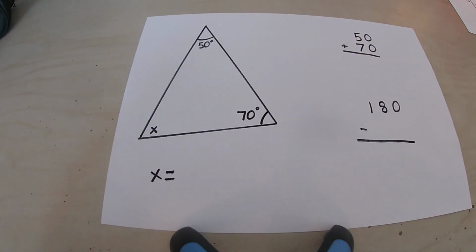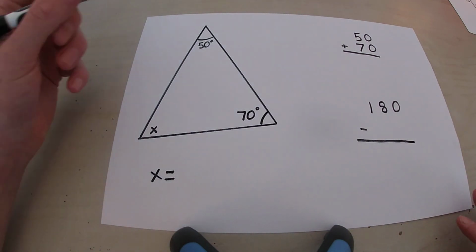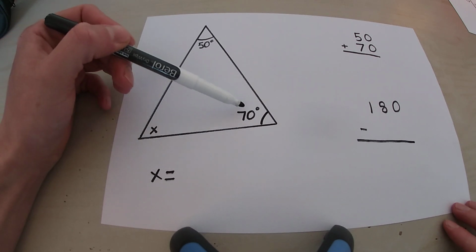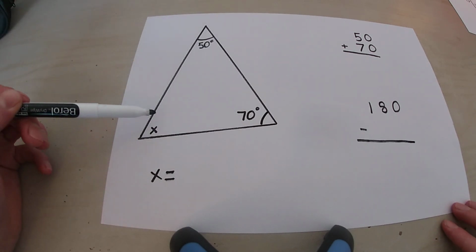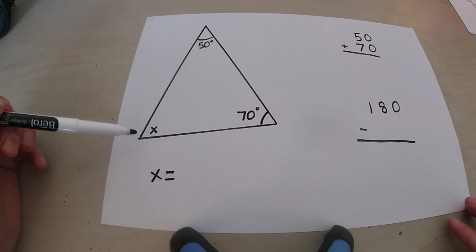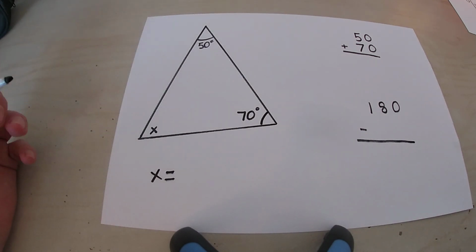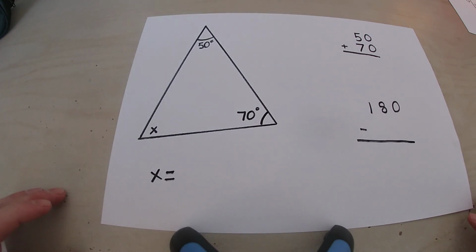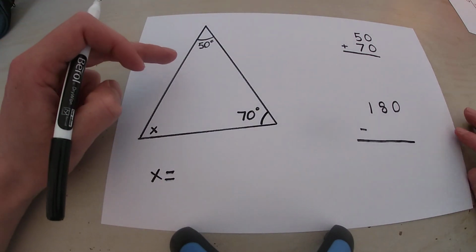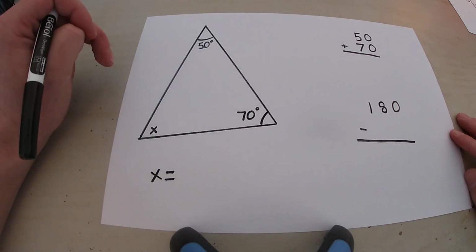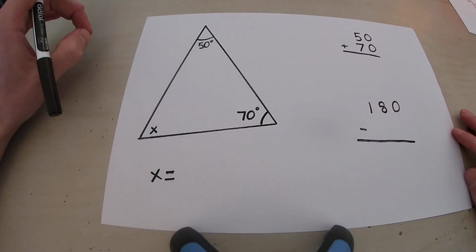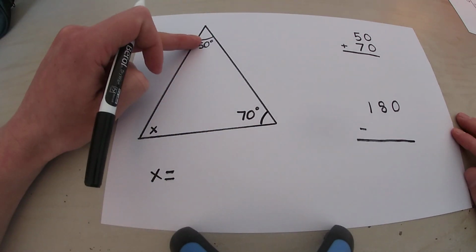So here we are, this is our scalene triangle. We have got two known angles and one unknown angle. So this unknown angle we label x, as we don't know what it is, and our task is to find out the value of x, how much x is. So the first thing I'm going to do, just like we've always been doing this week, is add 50 and 70 together, because that will tell us what these two added together are.